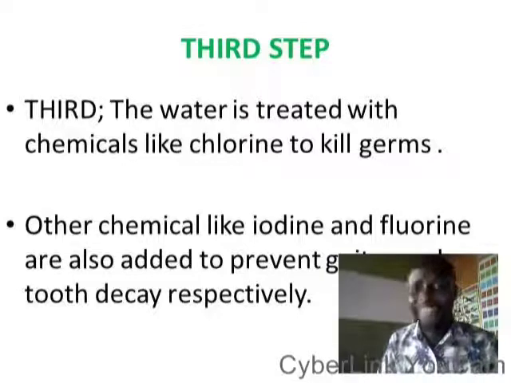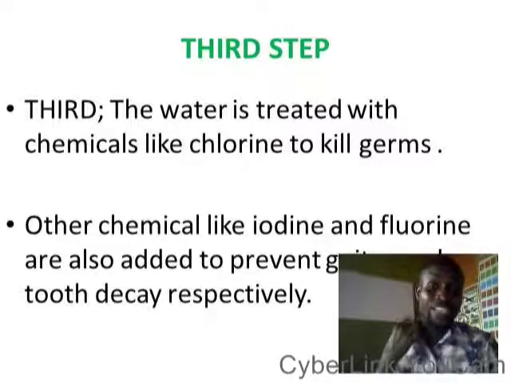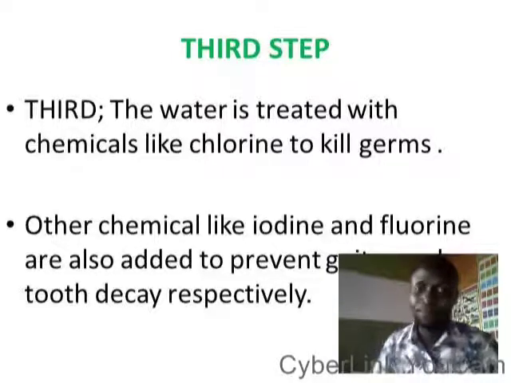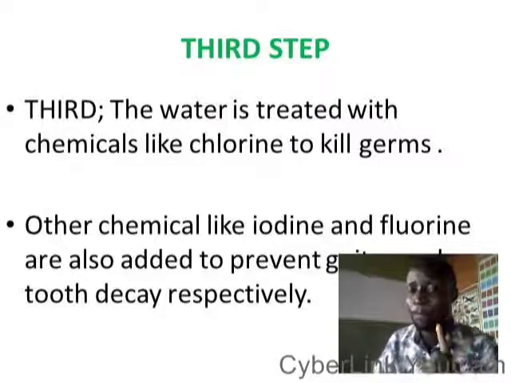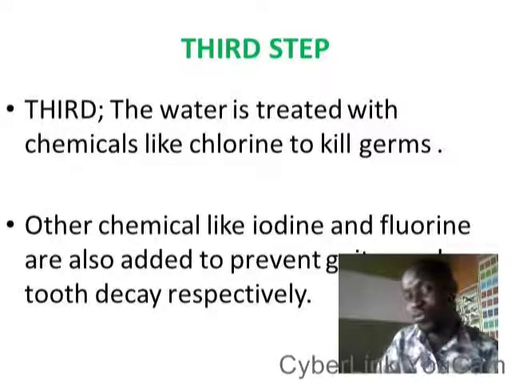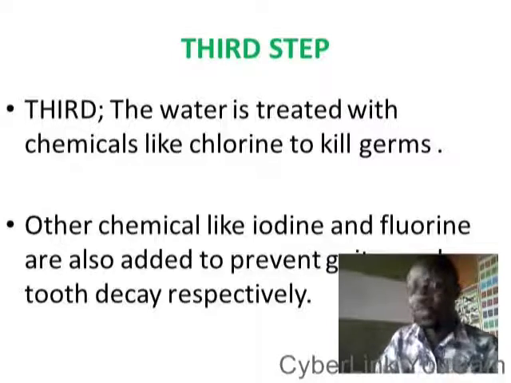Now the third step is that the water is treated with chemicals. Number one of those chemicals is chlorine, and chlorine kills germs. Examiners could ask you, what is the function of chlorine in water treatment? It is to kill germs.